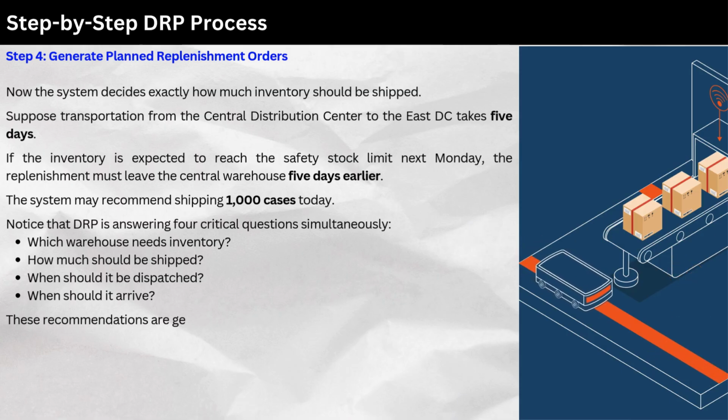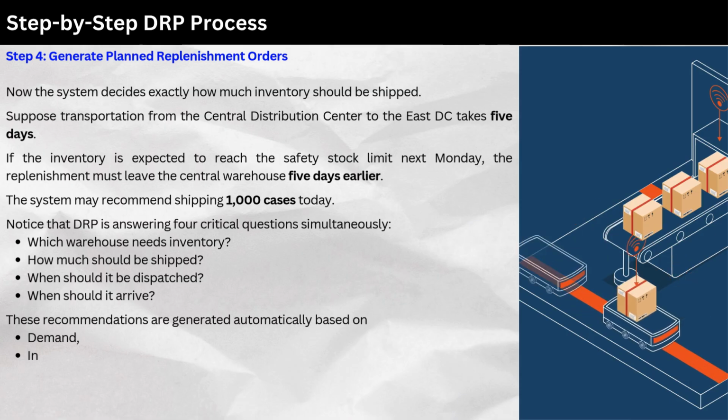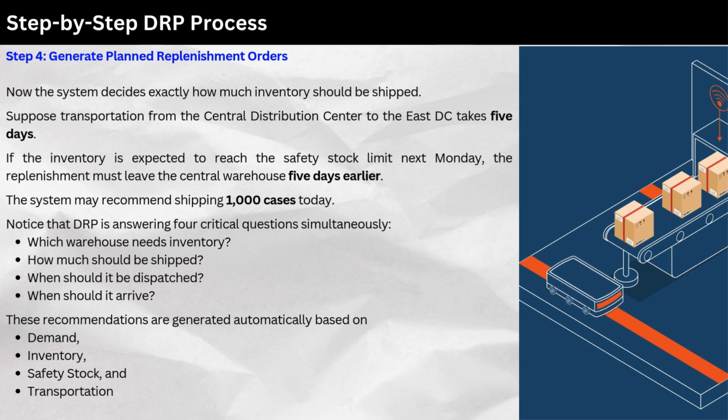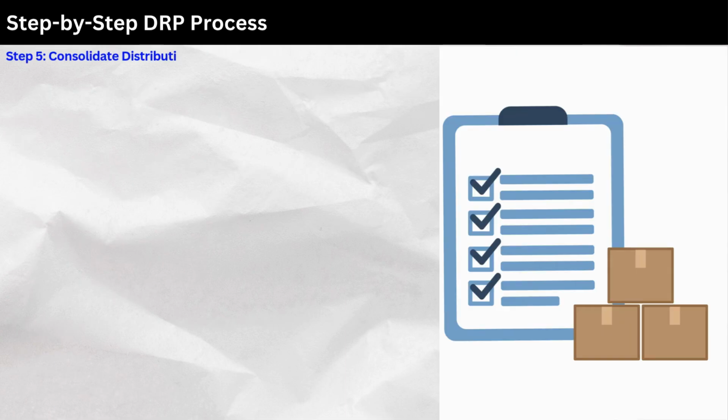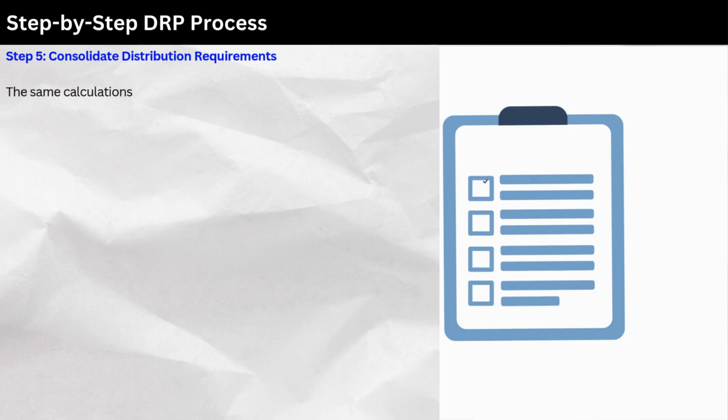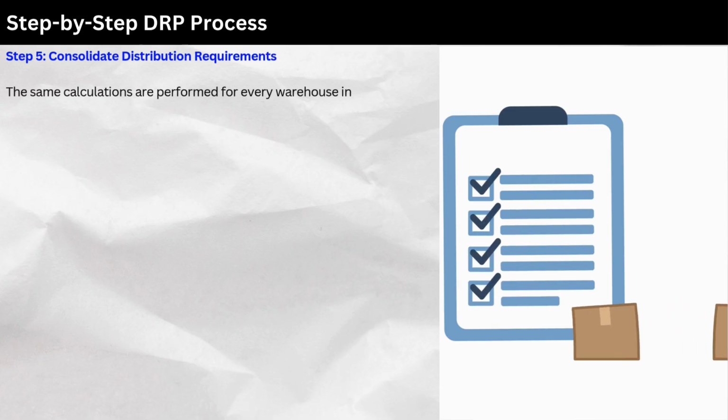When should it arrive? These recommendations are generated automatically based on demand, inventory, safety stock, and transportation lead time. Step 5. Consolidate distribution requirements. The same calculations are performed for every warehouse in the network.